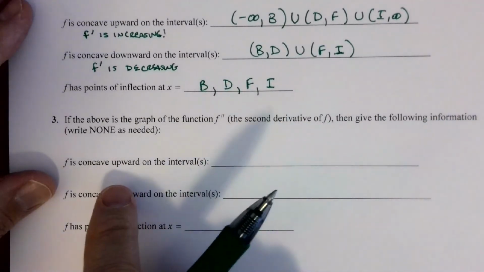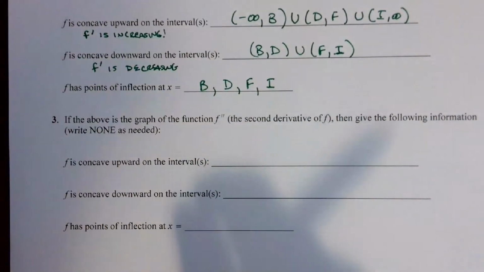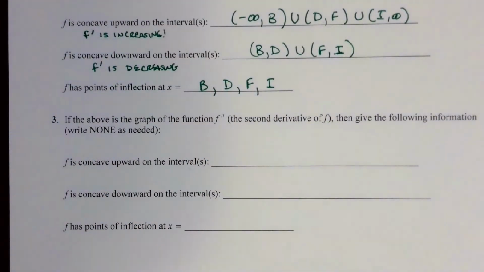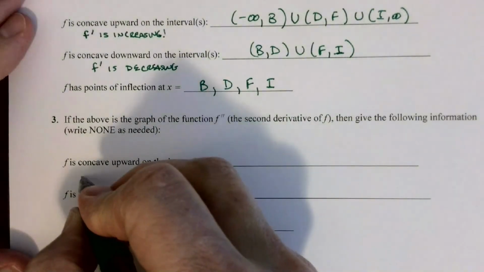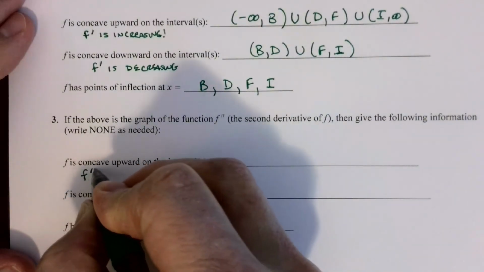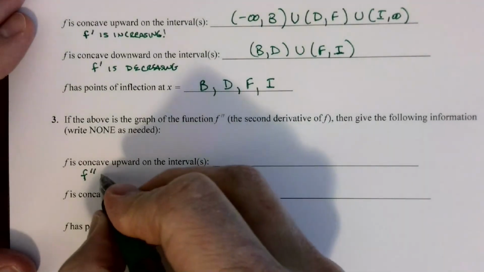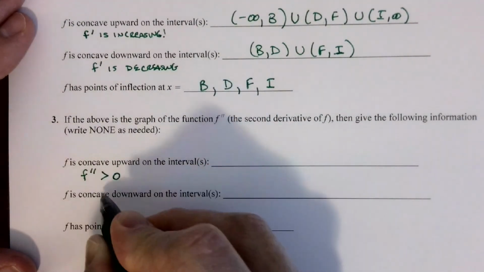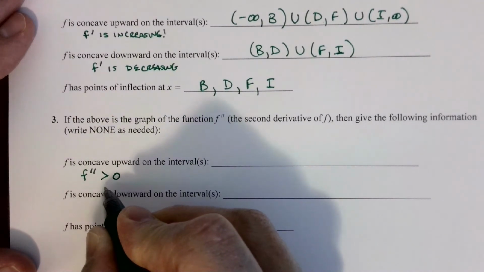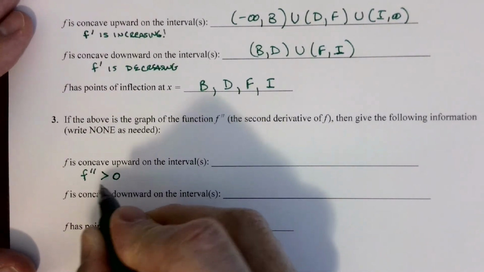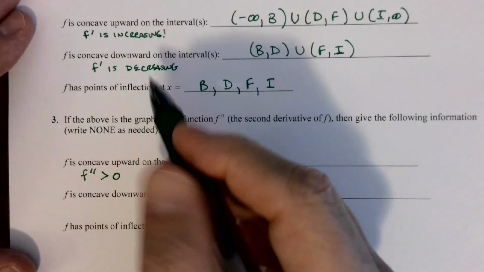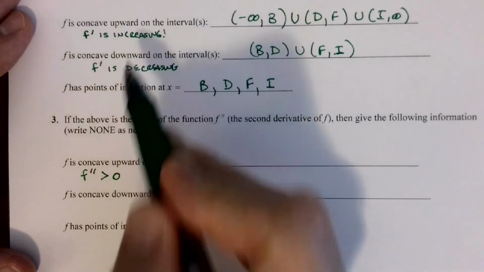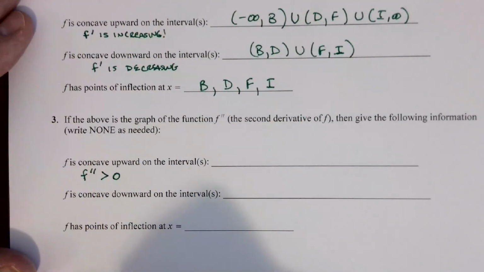So what do we know? f is concave upward on an interval if what? What is true of f double prime on that interval? f double prime is what? Greater than 0. It's positive, which does not mean increasing. f double prime being positive means f prime is increasing, means f is concave upward. Those are all equivalent statements.